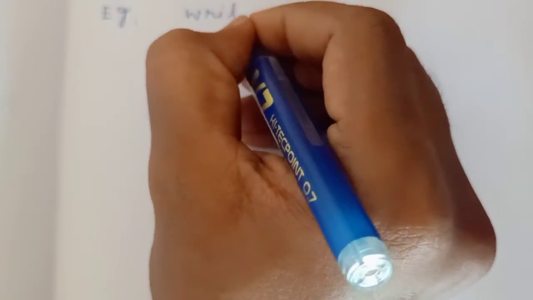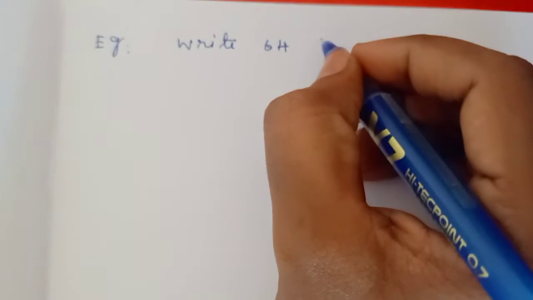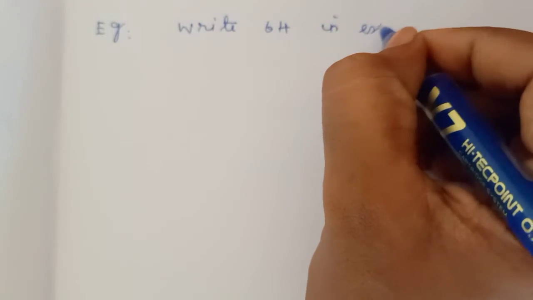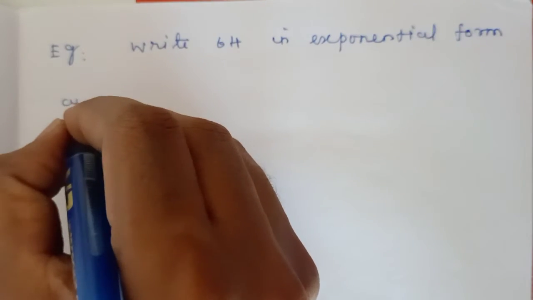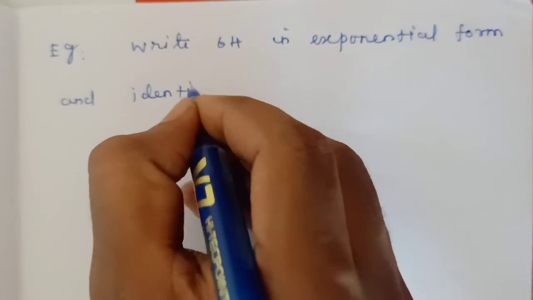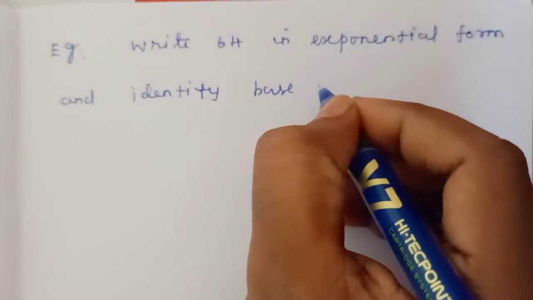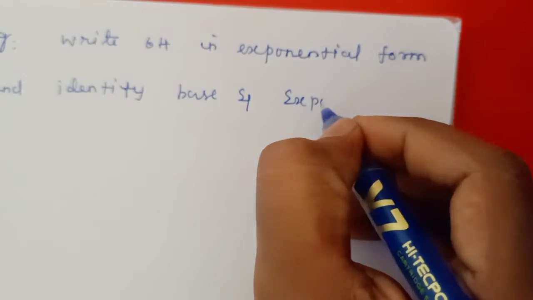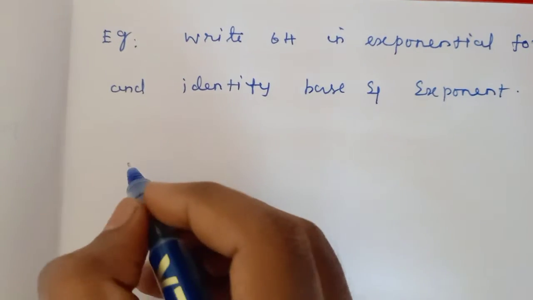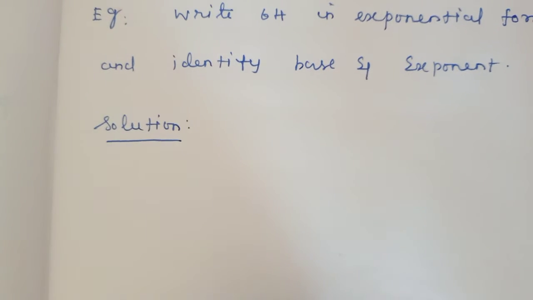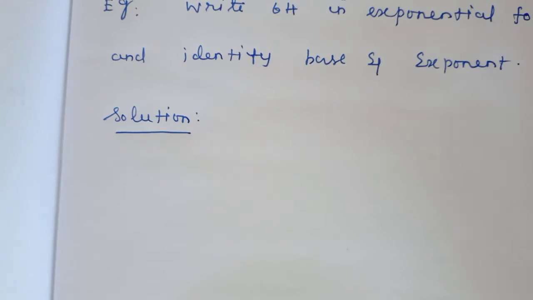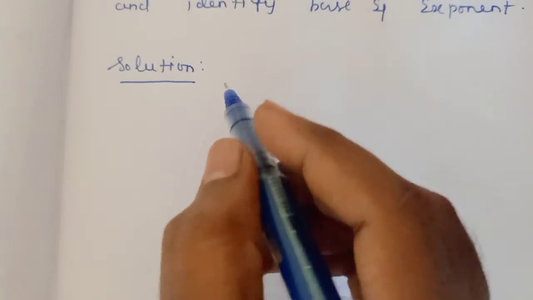Write 64 in exponential form and identify base and exponent. Fine. Solution. So write 64 in exponential form. Exponential form is nothing but, suppose 16 means 2 power 4. This is the exponential form. So now I am going to write 64 in exponential form.